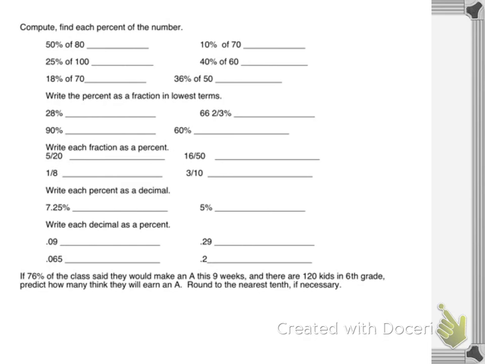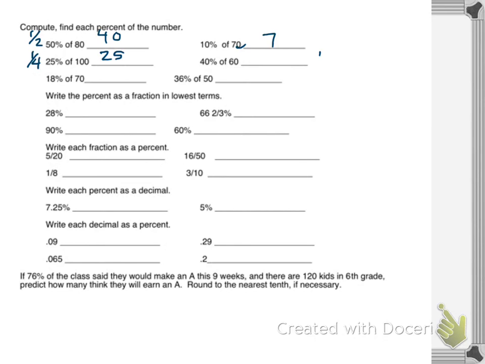Now on the back, this is just using our book that we've talked about. And you can use your percent tricks here. 50% of 80, that's half. So it's going to be 40, right? We know 50% is half. 10%, move your decimal, is 7. 25% we know is 1/4. So you're dividing 100 by 4 is 25.